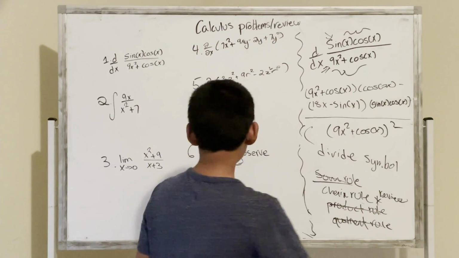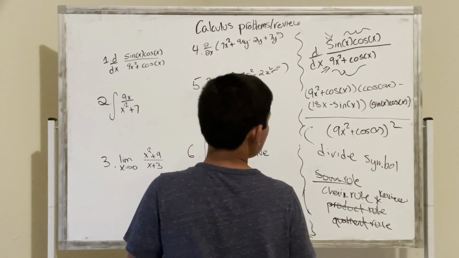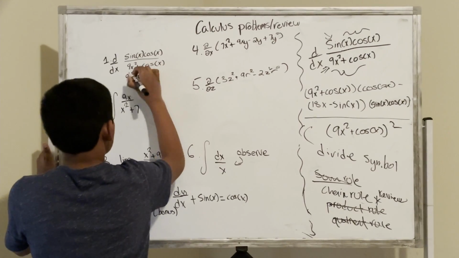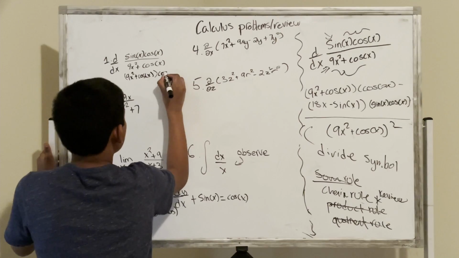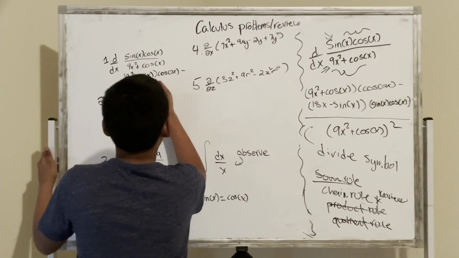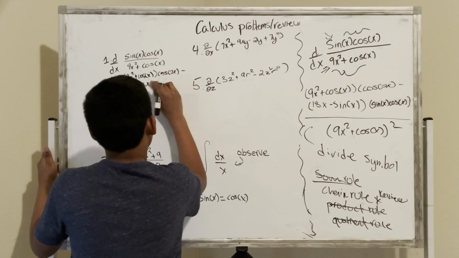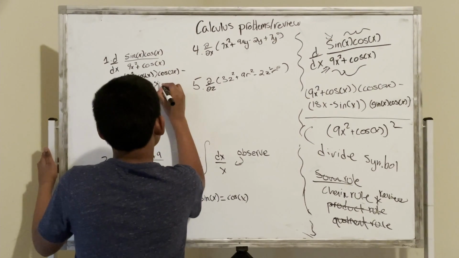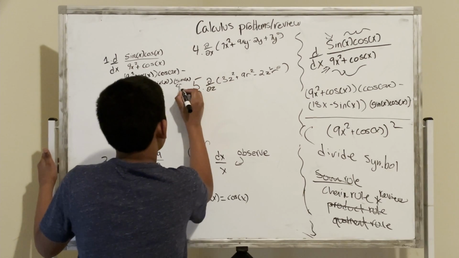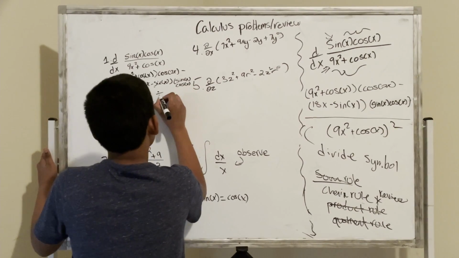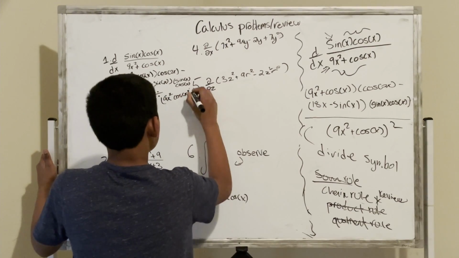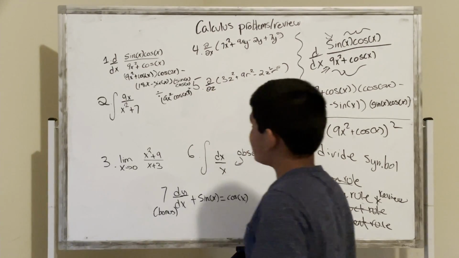But, so now that we have done this problem, let's write our answer over here. So, 9x squared plus cosine of x cosine of 2x minus, we can write 18x sine of x, minus sine of x, and then we can write sine of x cosine of x, all divided by 9x squared cosine of x squared. So this is essentially going to be our answer.